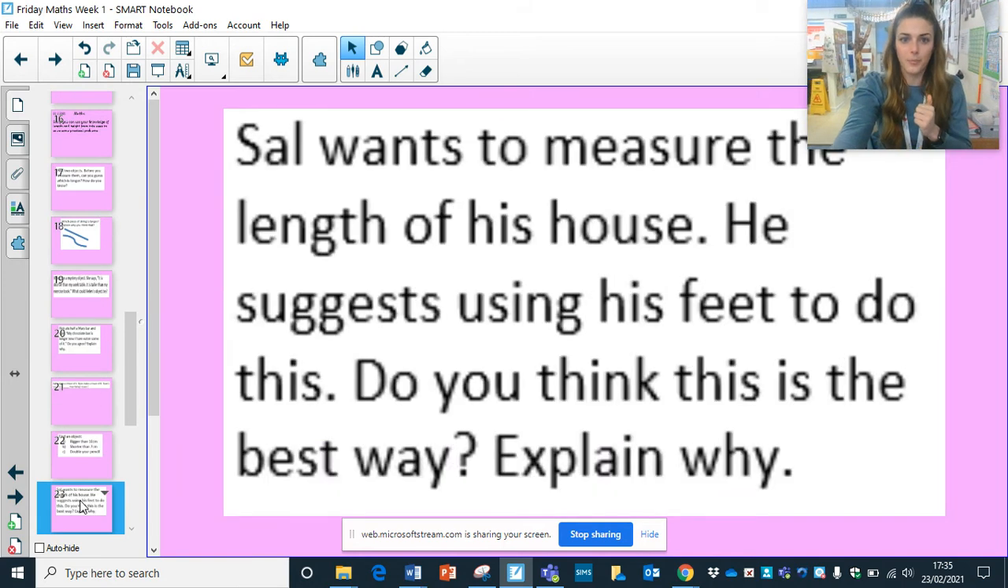Which one is it? Sal wants to measure the length of his house. It tells you in that question, if you read it and listen to it, what you are measuring. He suggests using his feet to do this. Do you think this is the best way? And explain why. That's really important, to do the explaining why. I don't want just the answer, I want the reason.